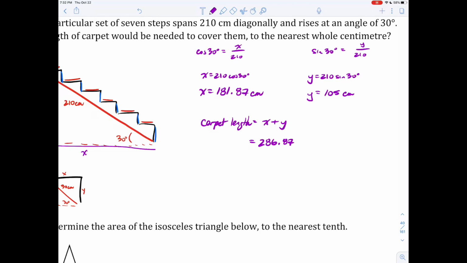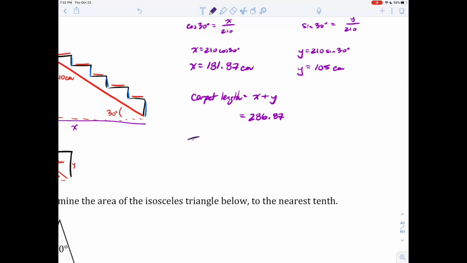Let's answer this with some words. Let's make sure that we round to the nearest whole centimeter, and we can say that the required carpet length is 287 centimeters if we're going to the nearest whole value. Cool beans? Cool beans, Mr. Wright. Darn right it is.